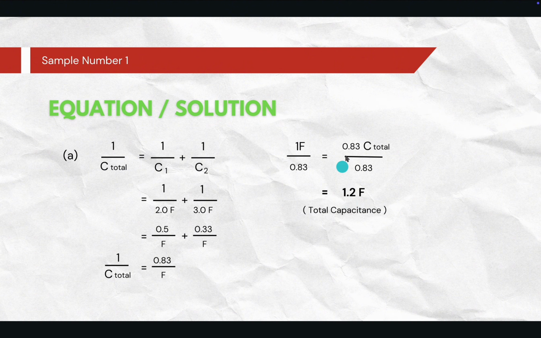Eto, makakancel lang dito sa nasa right side eh. Yung 0.83, C total, C subtotal over 0.83, cancel lang yan. So, matitira yung C subtotal. Parang wala lang yan. Para mas madali, 1 over 0.83 magiging 1.2 F. Yan yung total capacitance ng series.